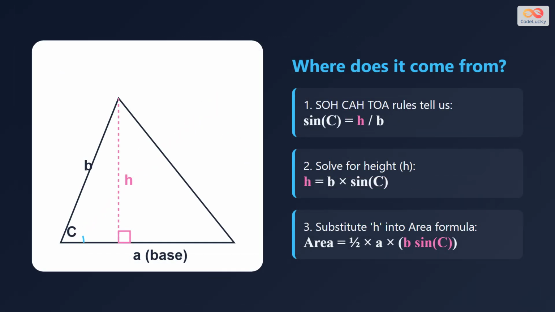You might wonder where this formula comes from. It is actually derived from basic right-angled trigonometry. If we drop an imaginary line for the height, we can use the sine rule, opposite over hypotenuse, to see that the height is equal to side b times the sine of angle C. Substituting this back into the basic area formula gives us our new sine-based equation.